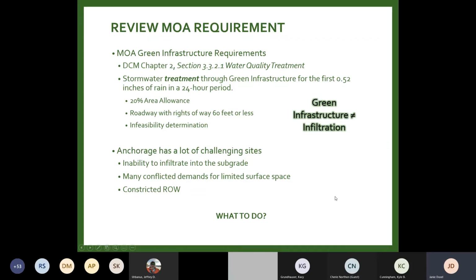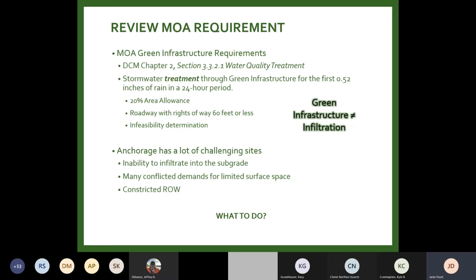So we know that Anchorage has a lot of challenging sites. There's a lot of development happening where infiltration into the subgrade is not feasible for a whole host of reasons. Maybe you have high groundwater on your site. Maybe you have a lot of adjacent foundations next to the site. Maybe the right-of-way is narrow and there's not an opportunity to do that that's not going to impact a roadway structural section. There's lots of reasons why, in some cases, infiltration is not feasible.